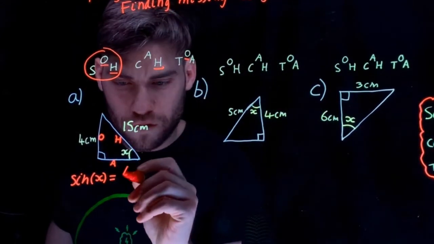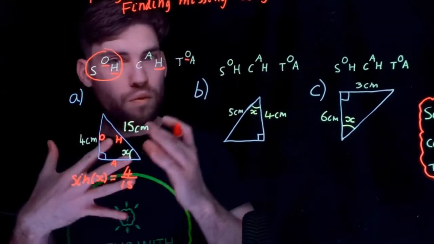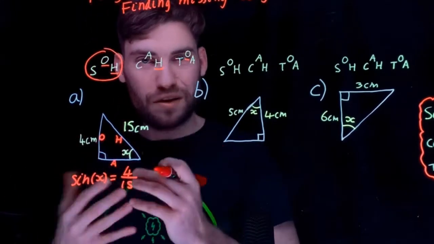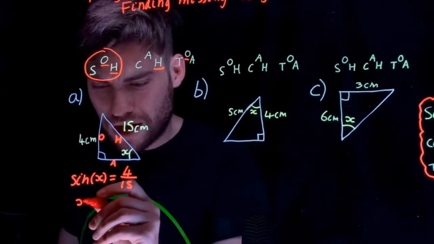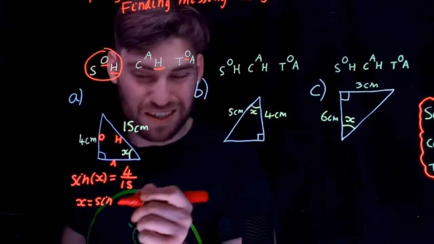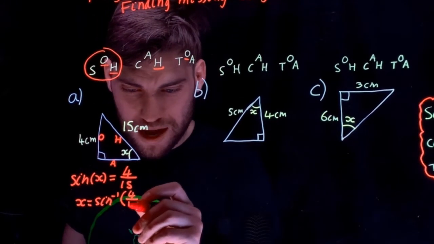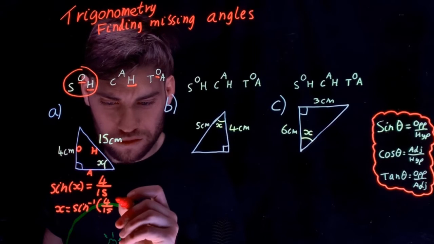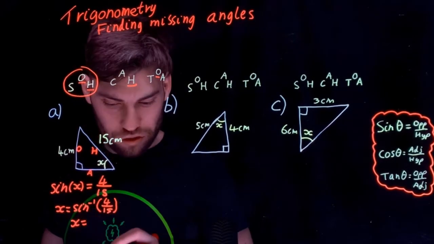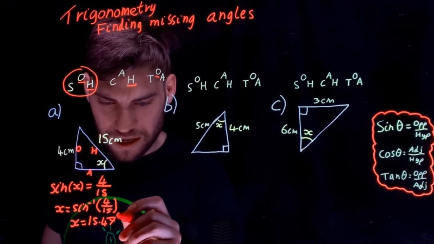So then it is 4 over 15. And now with your calculator you press shift sine, and that is the opposite of sine, which is sine minus 1. So x, the angle, equals sin minus 1. On your calculator it'd just be written as sin minus 1, and then do it as a fraction is best, or you can just write 4 divided by 15, and your answer to 2 decimal places you should get 15.47, and that'll be in degrees.